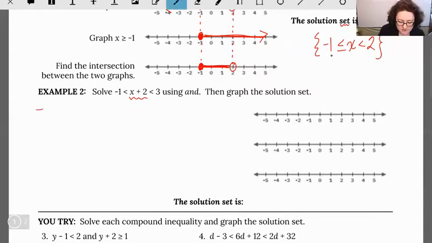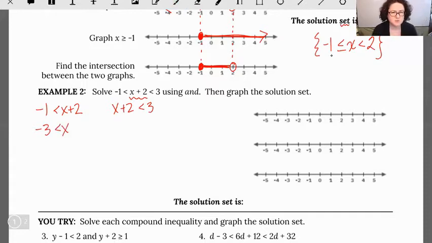So we're going to solve out -1 is less than x plus 2, and we're going to do another one that's x plus 2 is less than 3. And that's where we're going to get our two different graphs, two different solution sets that we'll want to see where they overlap. And so in each one of these, all we have to do is move the 2. So we're going to subtract 2 from both sides. So -1 minus 2 is -3.